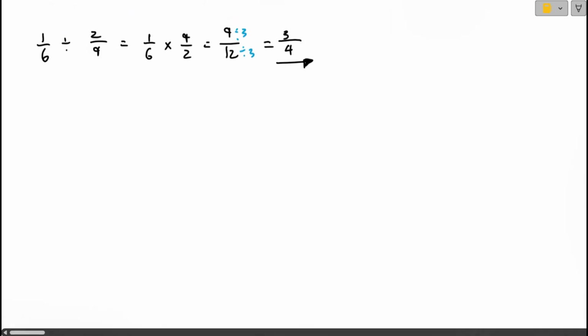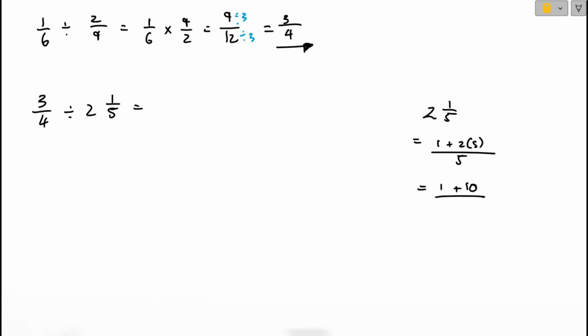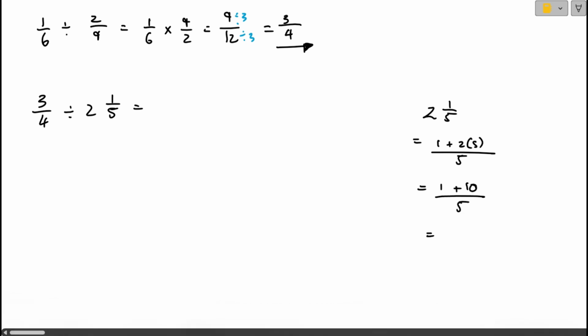Cool. Let's try and tackle one that involves a mixed number. So we have 3 over 4 divided by 2 with 1 over 5. So let's just find the improper fraction for this. So 1 plus 2 times 5 over 5. 1 plus 2 times 5 is 10. And 1 plus 10 is 11 over 5.